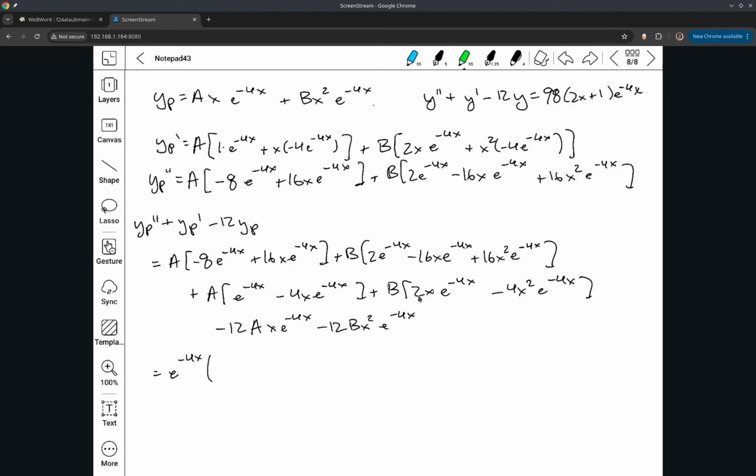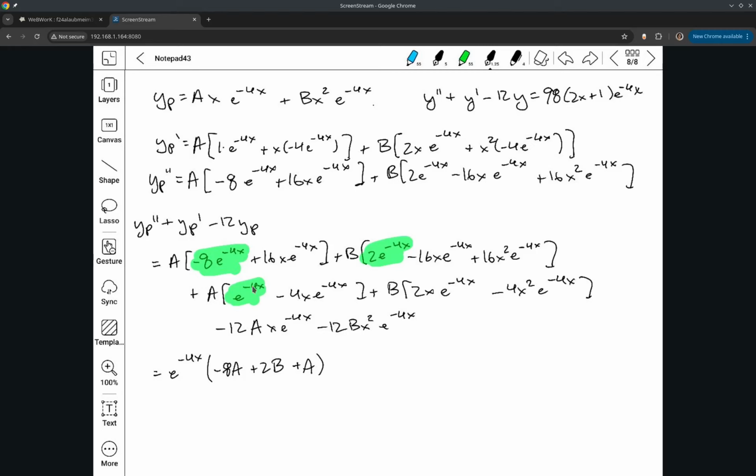So let's see about maybe just highlighting them. So there's an e to minus 4x, there's an e to minus 4x, there's one, and that's it, I think. So I've got minus 8a from my first term, plus 2b from my second term, and plus a from my third term. I'm just looking at a times whatever number, b times whatever number, a times nothing.